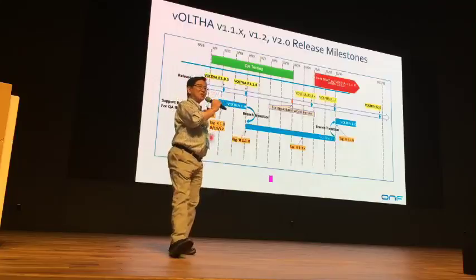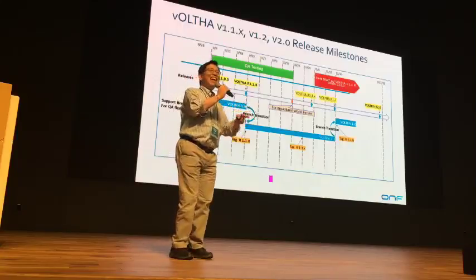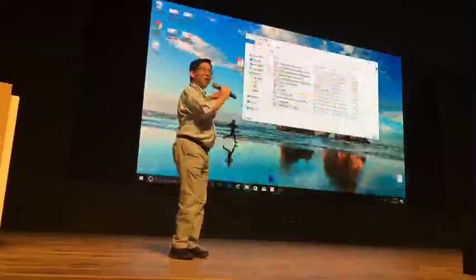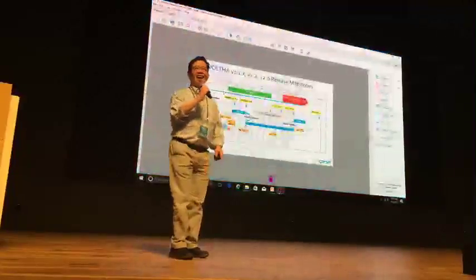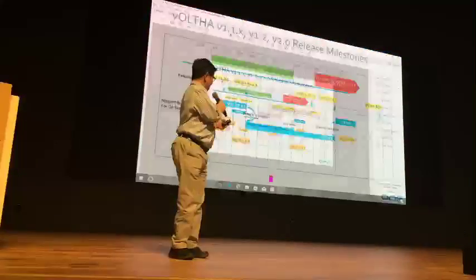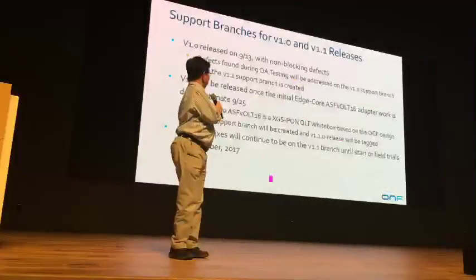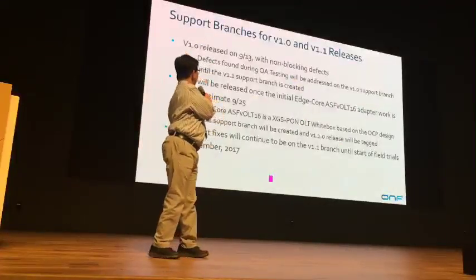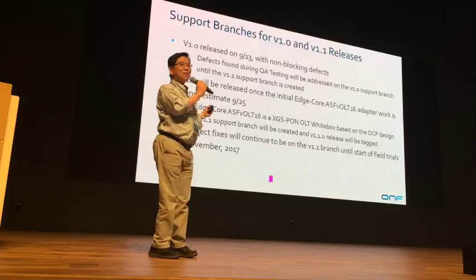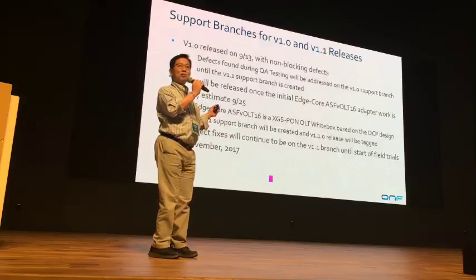Is it understandable? I have to have Yuan educate me about the branch changing back and forth. Sorry. So this is the mechanism regarding how to cut the releases.